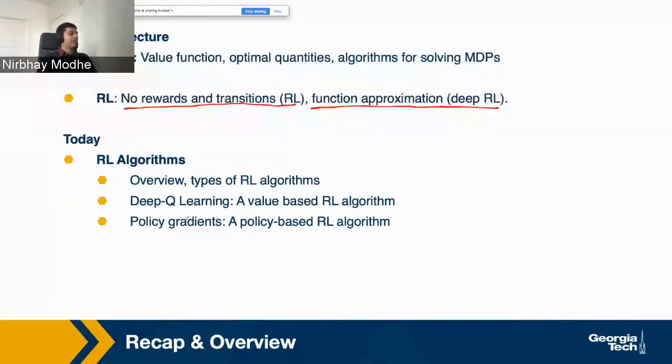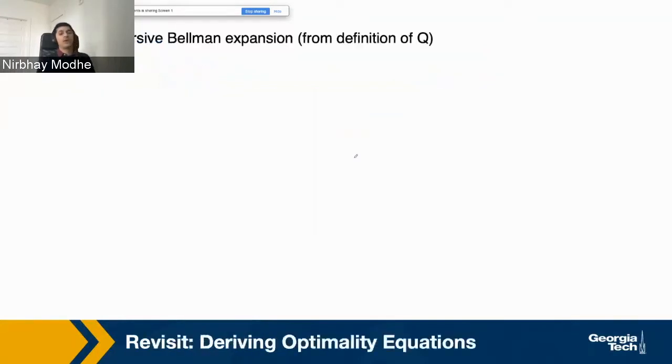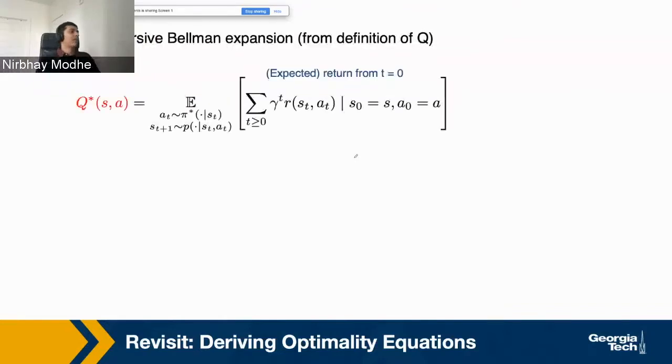So let's start now. Before I head into that, I want to give a quick recap on something we discussed in the last lecture, which may have been hard to understand. I'm going to revisit the recursive Bellman expansion, and derive it in terms of the definition of the Q function. If you recall, last time I had written the optimal Q function Q star in terms of itself with a reward and a next state distribution. That may have been a bit hard to understand. So let me try to derive that again from its definition itself.